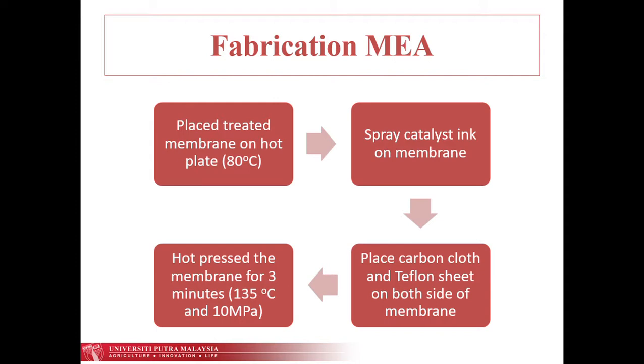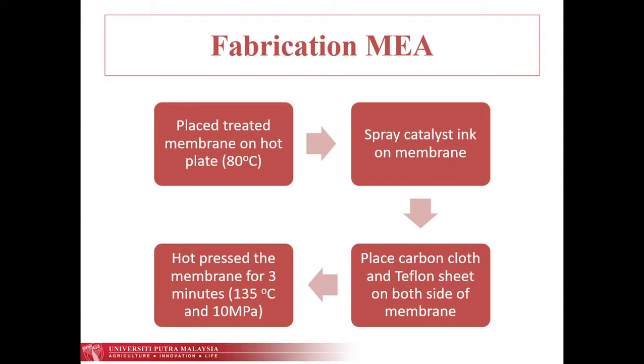The next one is the fabrication of membrane electrode assembly. The treated membrane is placed on a hot plate. The temperature is set to 80 degrees Celsius. The catalyst ink is then sprayed or brushed on the membrane. In this case, it is brushed.